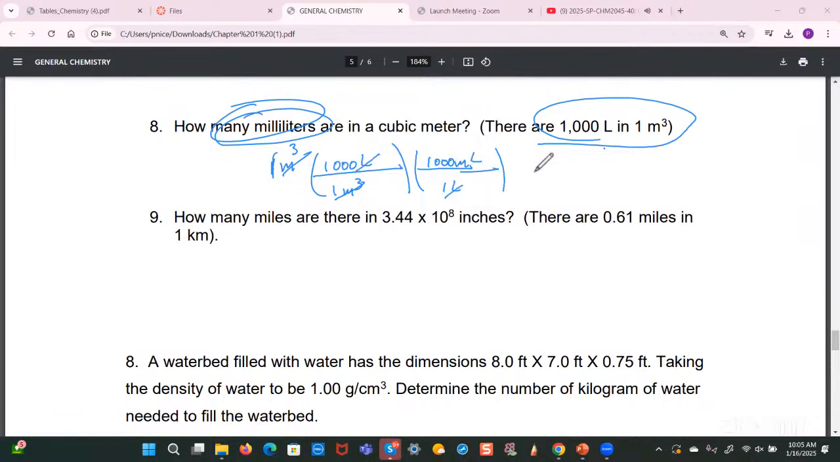So that would go with that. So the final answer would be 1,000 times 1,000, that would be 10 to the 6 milliliters. That would be the answer. Right? That's how you do that. Okay. Any questions about that?